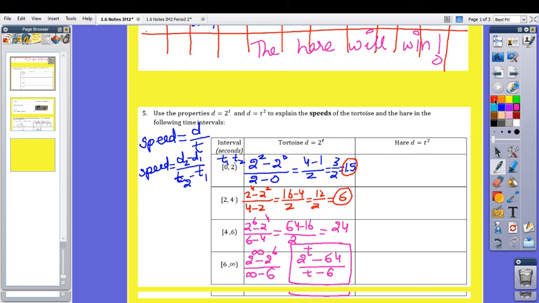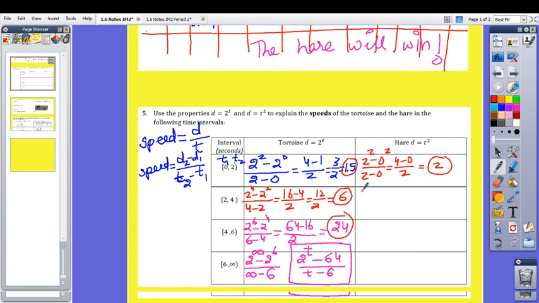So let's do the same thing for the hare. For this one we will plug in 2 and then we will plug in 0. So we will get 2 to the second, take away 0 to the second, over 2 take away 0. 0 to any power is always 0. So this will be 4 take away 0 over 2, which will give you 2. Okay.